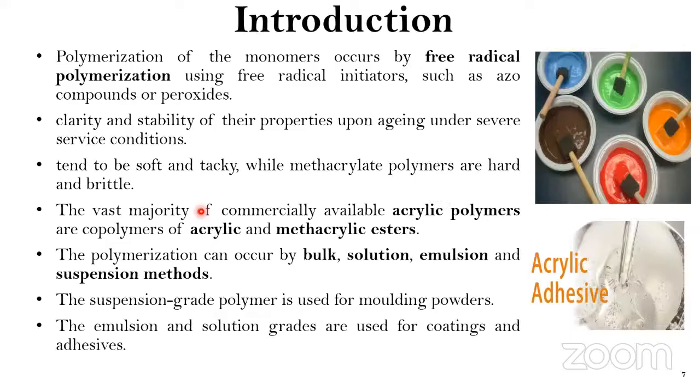Then again, what kind of things are there in acrylic polymer? Polymerization of the monomers occurs by free radical polymerization. As we have mentioned in the free radical mechanism, majorly the polymerization of all acrylates or all acrylic polymers is by free radical polymerization technique, using free radical initiators such as azo compounds or peroxides.